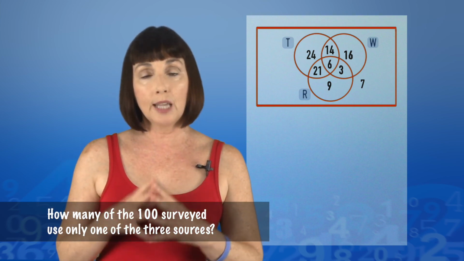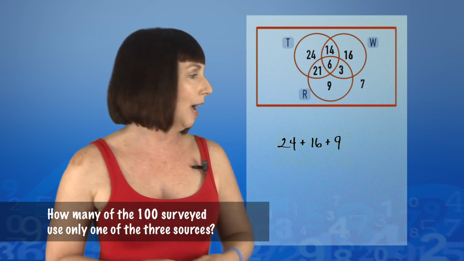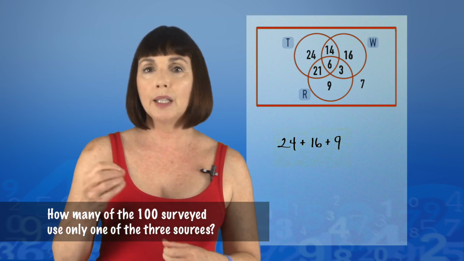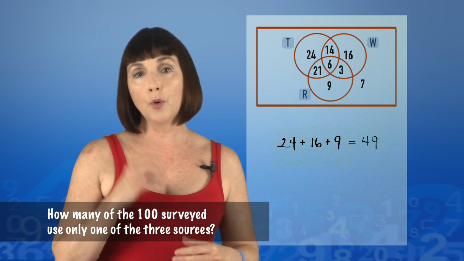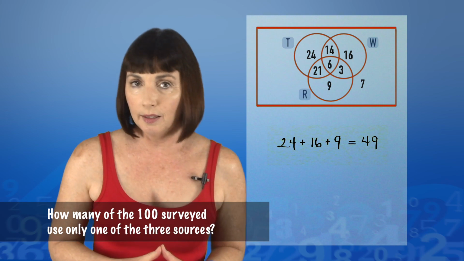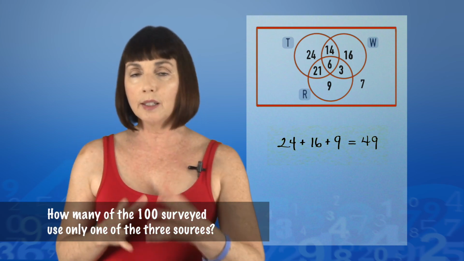So we just take those numbers from our Venn diagram and add them up. And we have 24 plus 16 plus 9. And when we add that up, we get 49. So 49 of the people surveyed only use one of these sources to get the news.